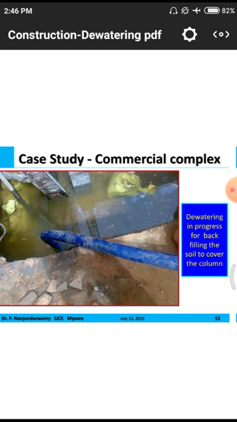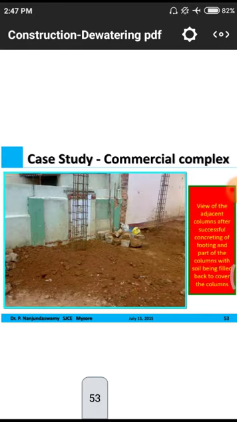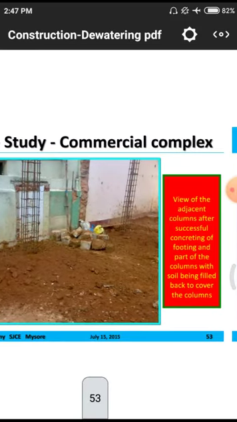Next one is dewatering in process of backfilling soil over the column. In this column also a large quantity of water has gathered, so all that water is dewatered with the help of these pipes. After the water is removed we have to fill with soil. We have the adjacent column. After the successful concreting of the footing, a part of the column is covered with soil filled in the back. That means up to the strata where the concreting of the column is over, up to that mark they have to fill with soil.